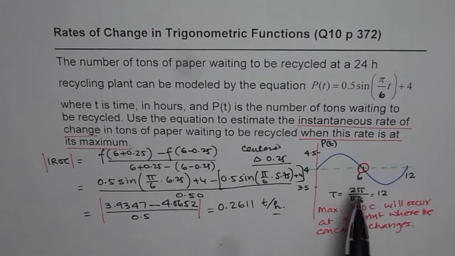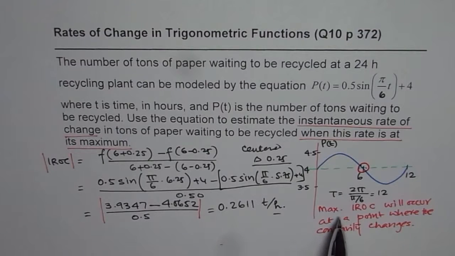So I hope it helps you to understand the concept. The main problem was the point where you wanted to find the instantaneous rate of change. I hope that makes it very clear. Maximum instantaneous rate of change will occur at a point where the concavity changes. I hope that helps.